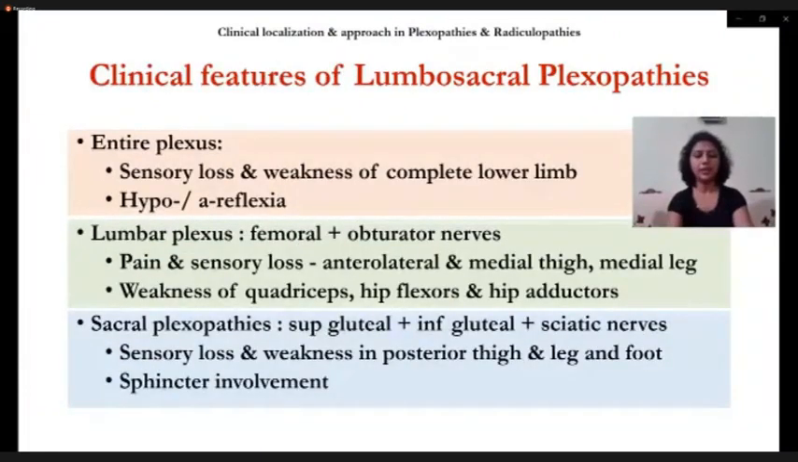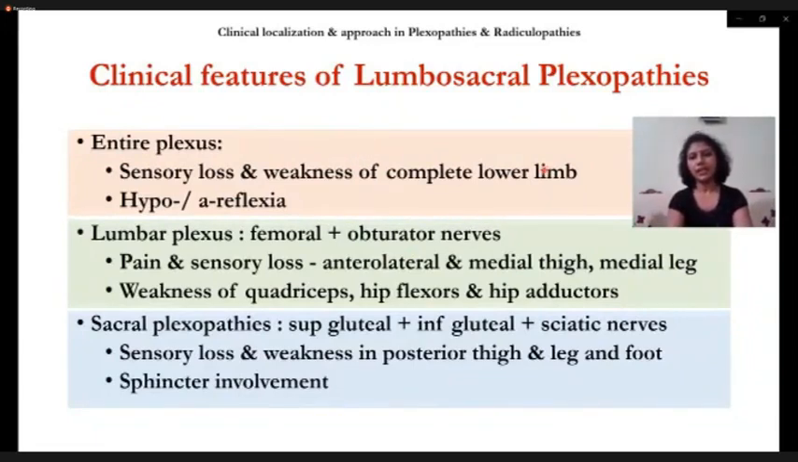As in the case of the brachial plexus, a lumbosacral plexopathy is easily recognized by the presence of pain and sensory motor deficits in the distribution of multiple spinal roots and peripheral nerves in the lower limbs. And based upon the distribution of these sensory motor deficits, one can decide as to whether the entire plexus is affected or only a portion of it is affected. Lesions of the entire plexus are rare and they are usually incomplete.